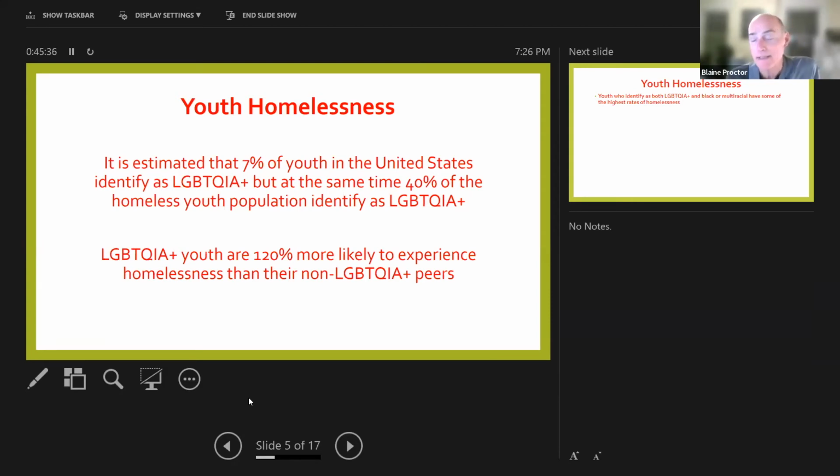It's estimated that 7% of the youth in the United States identify as LGBTQIA. But at the same time, 40% of the homeless youth population identify that way. And it's proven that LGBTQIA youth are 120% more likely to experience homelessness than their non-queer peers. I'm going to start using the word queer because it's easier than using all of those letters.